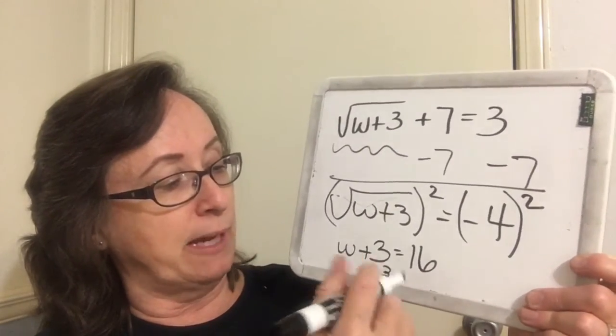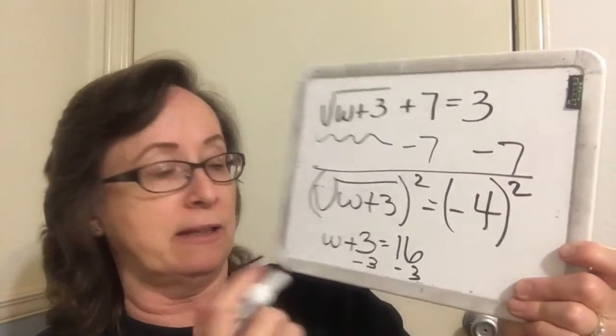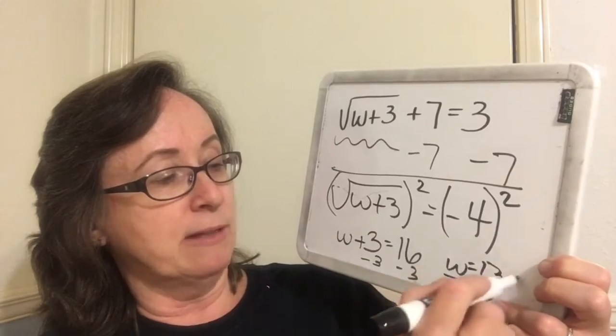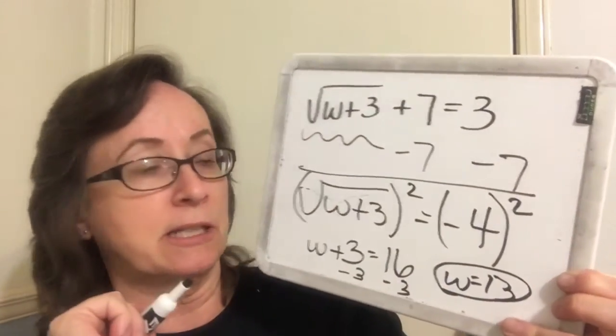We're going to take away a 3. We're going to take away a 3 from the other side. And we're going to get w is 13. Okay? So that looks like that would be the solution.